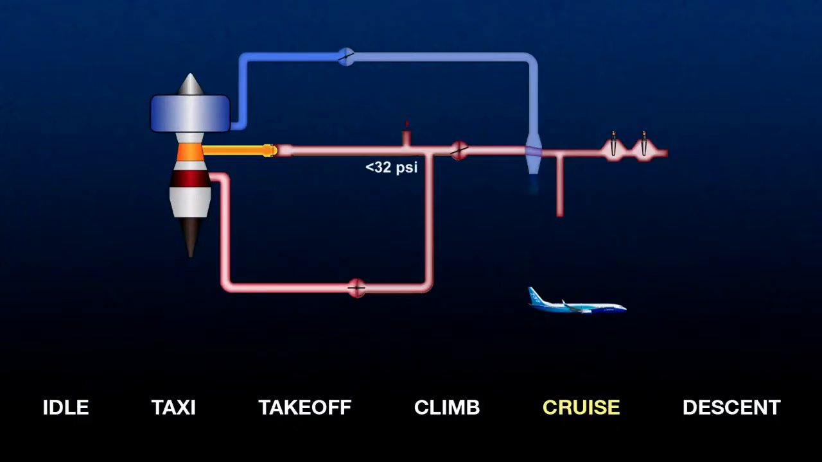In descent, when the throttles are brought back to flight idle, the 9th stage pressure will be below 32 psi, so both the HSV and PRSOV will be completely open. The temperature will likely be below 390 degrees Fahrenheit, so the PCCV will be fully closed.